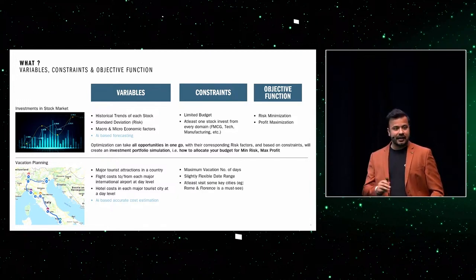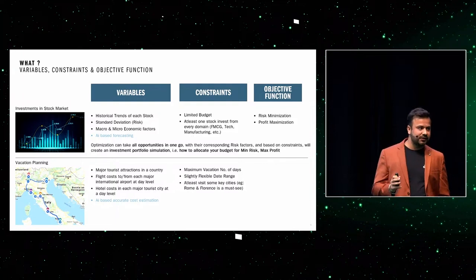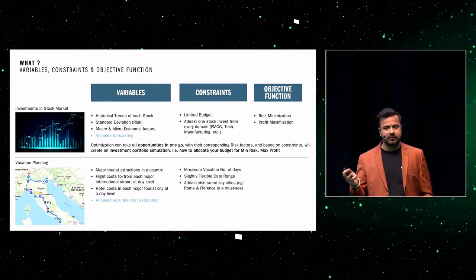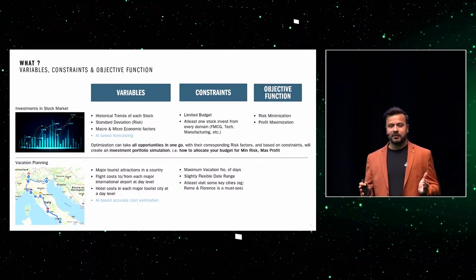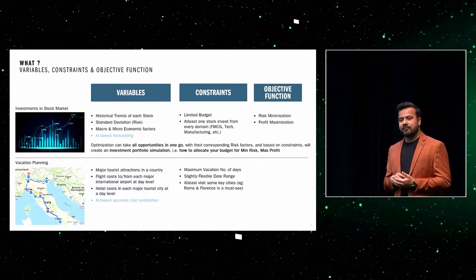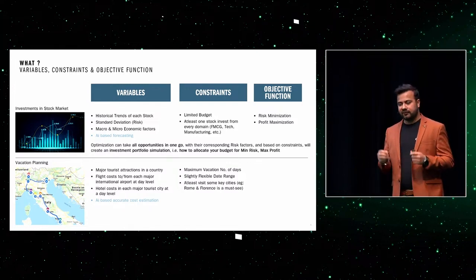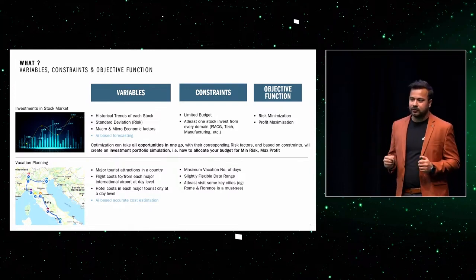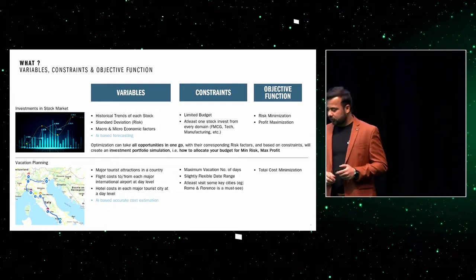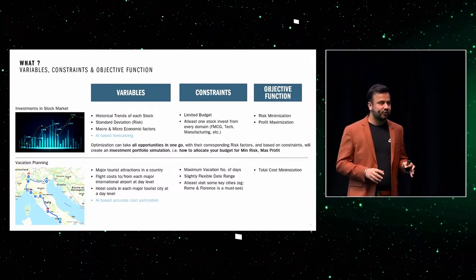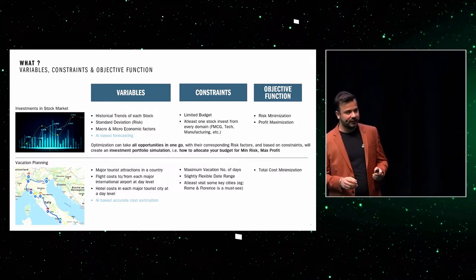Your constraints, like I have my maximum number of vacation days. I cannot take more vacation than my initial estimate. I have a date range in which I want to take my vacation. And then I have my must-see visits. Like I definitely want to go to Rome. I definitely want to go to Florence. These are my must-sees. I cannot skip them. But your objective function remains the same: to minimize your total cost for your vacation.